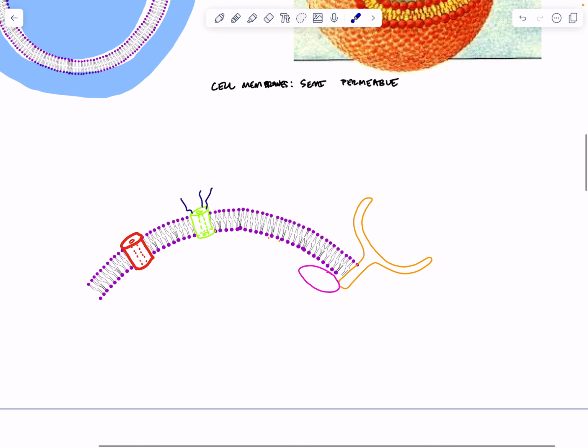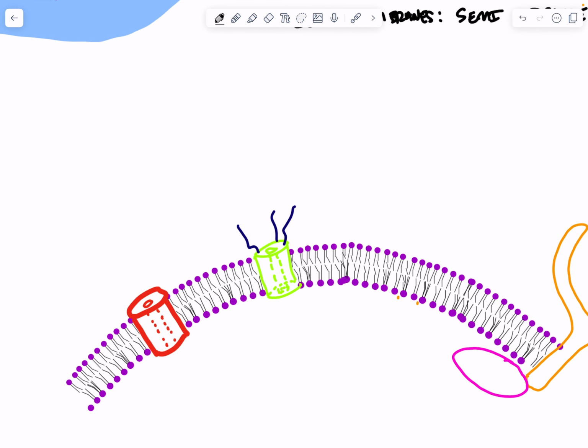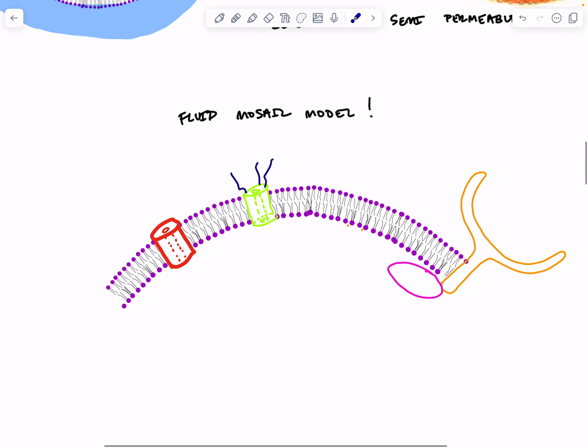Okay, and the last thing I want to talk to you about in this screencast is this idea of the cell membrane as a fluid mosaic model. So this image of the cell gives you the impression that the cell membrane is only composed of lipids, and that is not true. The cell membrane is actually studded with many different proteins and carbohydrate groups.